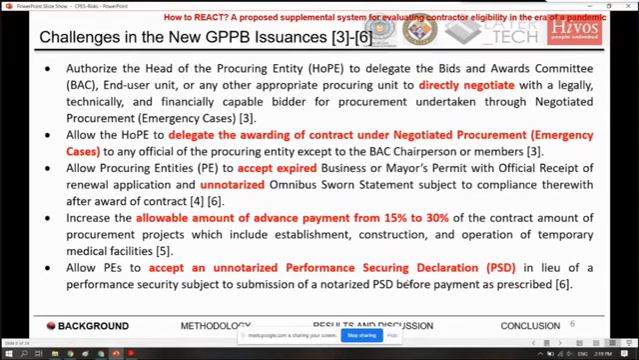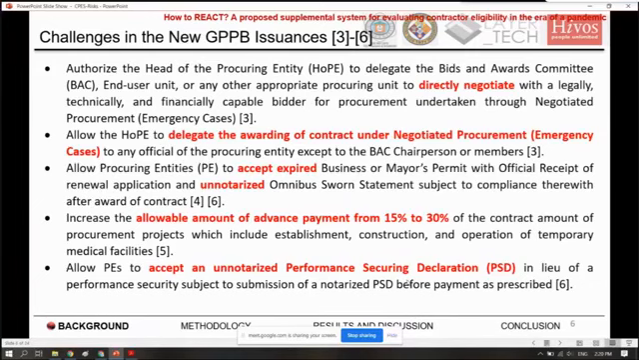First, it allows the head of the procuring entity, the HOPE, to directly negotiate with a legally, technically, and financially capable bidder. Another thing is that it allows the HOPE to delegate the awarding of contract under negotiated procurement, provided that it will fall under emergency cases. And another thing is that it allows the HOPE or the procuring entity to accept expired business or mayor's permit, provided that official receipt of renewal is provided. Another thing is that unauthorized omnibus sworn statement, subject to compliance therewith after the award of contract, is also allowed.